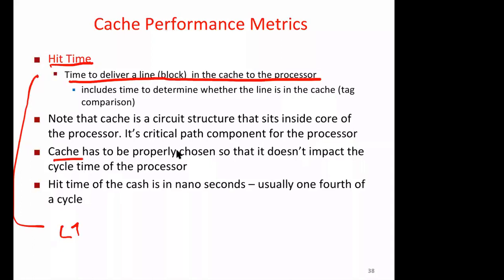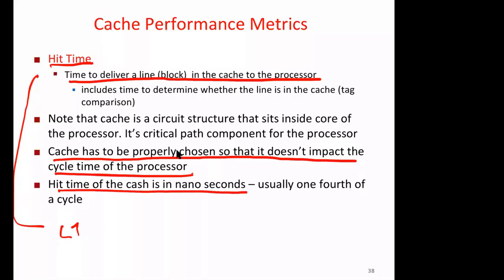So the cache has to be properly chosen such that it does not impact the cycle time of the processor, because within a cycle you have to do this, and if it is going to take a lot of time, then you have to increase the clock cycle time. So its hit time has to be very short. Hit time of cache is generally a nanosecond, usually a quarter of a cycle. This is how you have to design L1.